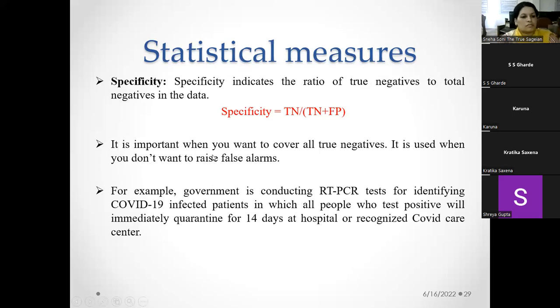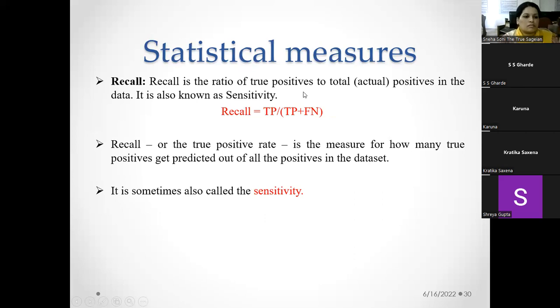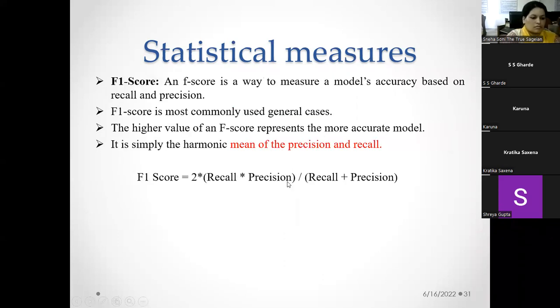Then recall is the ratio of true positives to the actual positives. It is the measure of how many true positives get predicted out of all positives. Sometimes it is also called sensitivity. F1 score is like the mean of precision and recall. It is a way to measure the model's accuracy based on recall and precision. This is the formula for it.